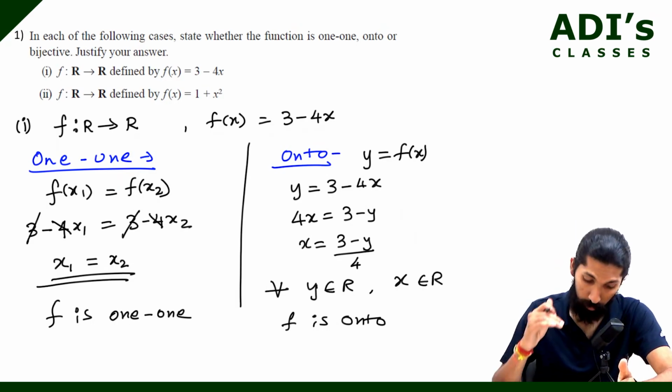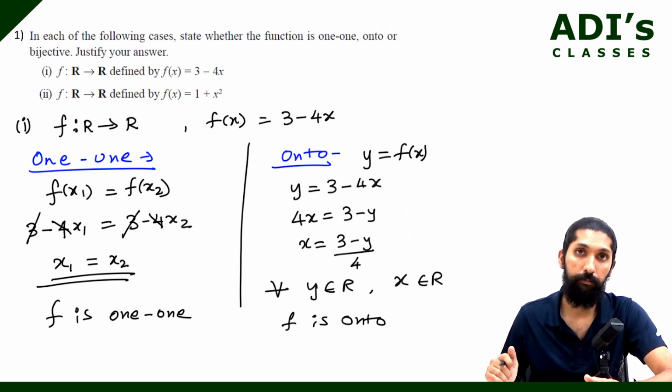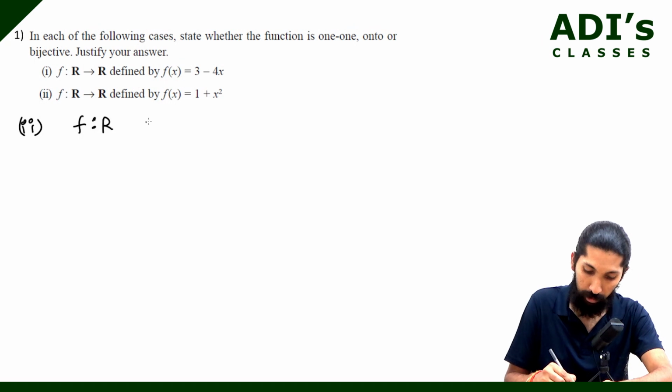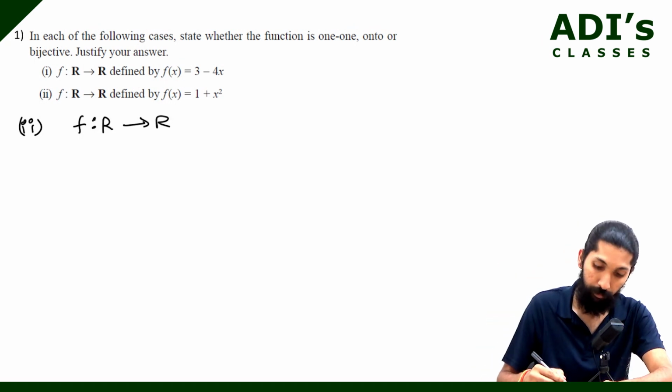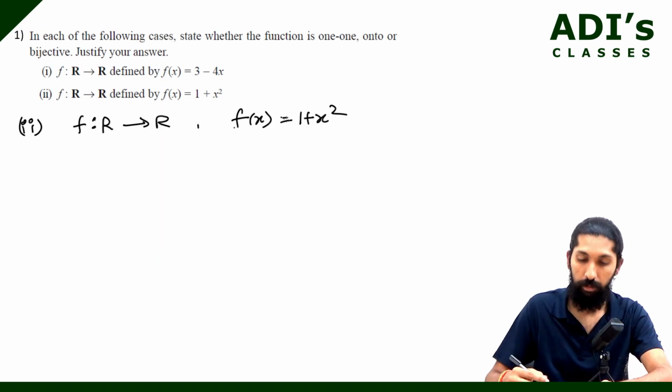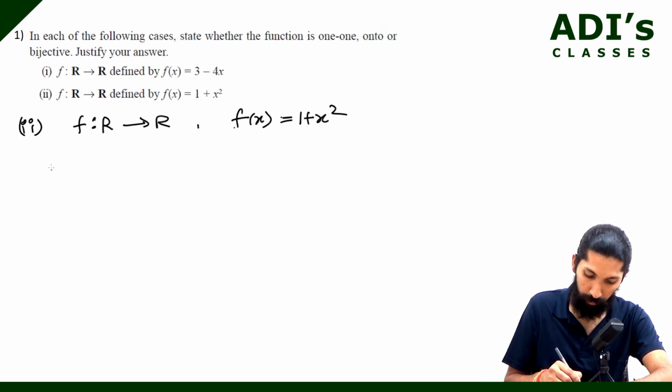Now let's do the second part in the same way. See the second one? Again, you have a function f from the set of real numbers to the set of real numbers, R to R, and the function is defined by f of x is equal to 1 plus x square. Now we'll do for one-to-one.